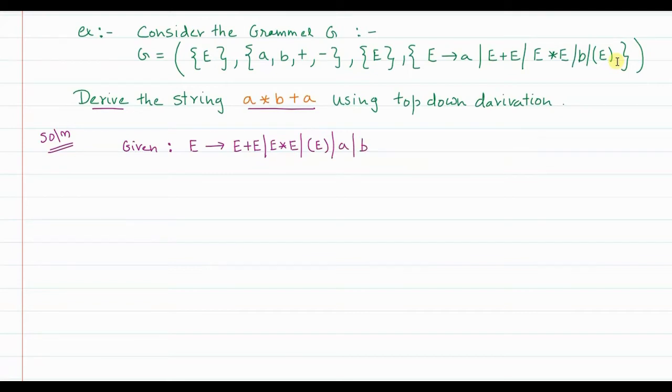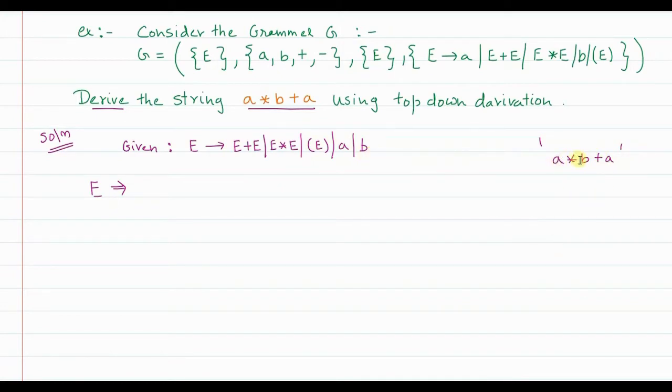This is the production given in the grammar, and we are supposed to derive the string A into B plus A. So how do we start? In top-down derivation, we start with the start symbol E. E is the left-hand side, so we can replace E with either E plus E, E into E, E, A or B.